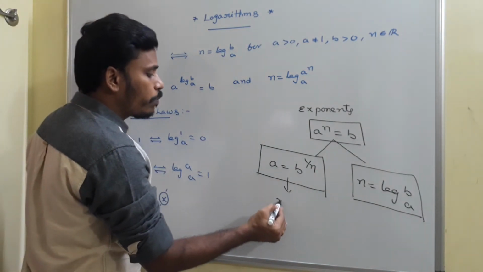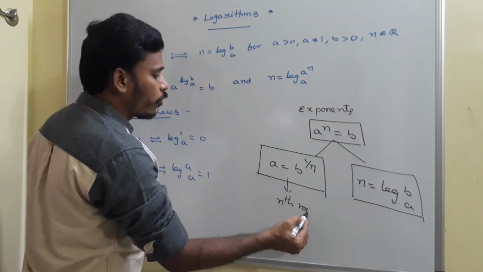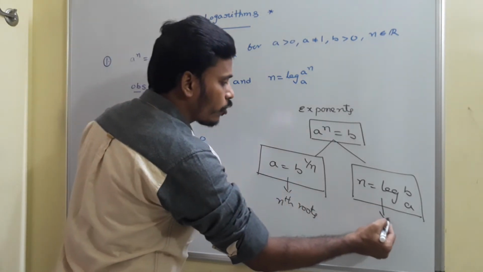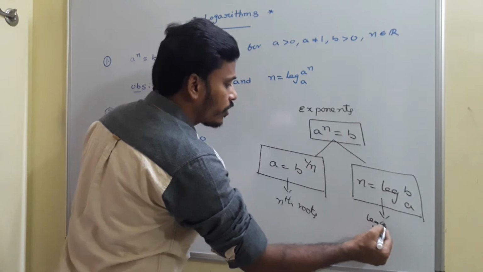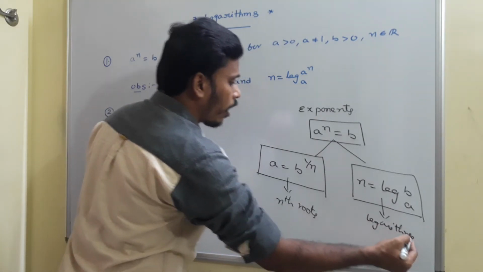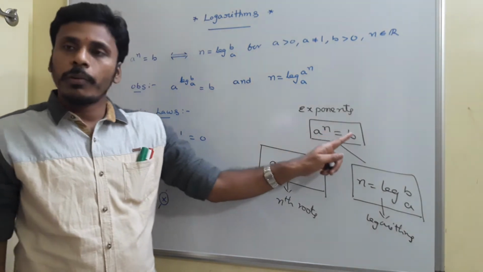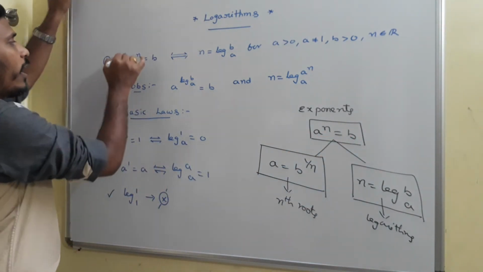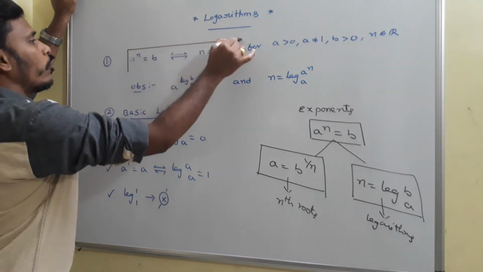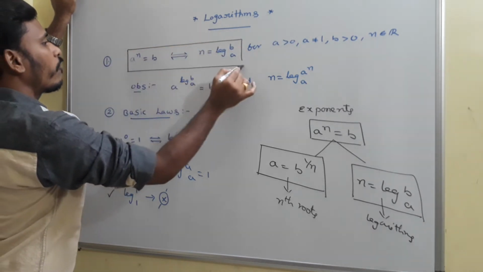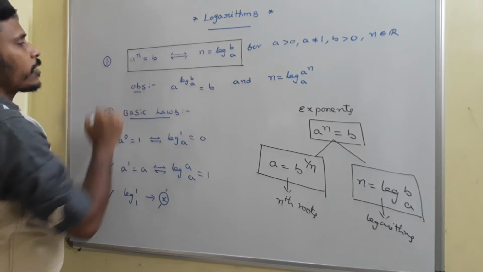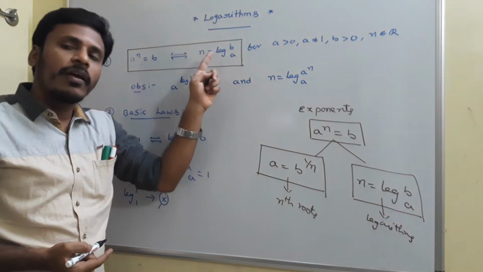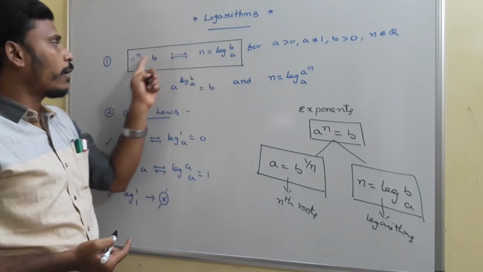This a is equal to b power 1 by n leads to the concept of nth roots, and further leads to surds also. And this n is equal to logarithm of b base a is nothing but the concept of logarithms. At the end, a power n is equal to b can be expressed as n is equal to log b base a. If you look, a power n is equal to b if and only if n is equal to logarithm of b base a. So if you have this exponent, you can write it in terms of logarithms. If you have this logarithm, then it is possible to rewrite it in terms of an exponent.